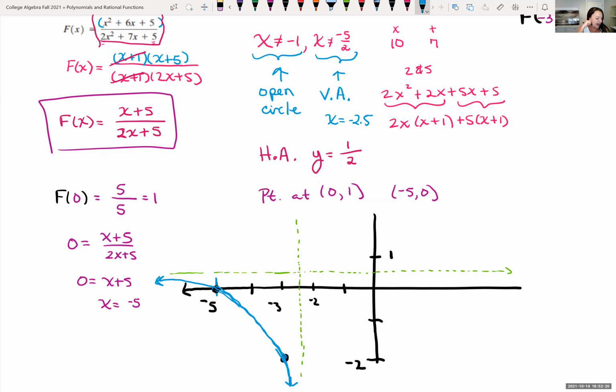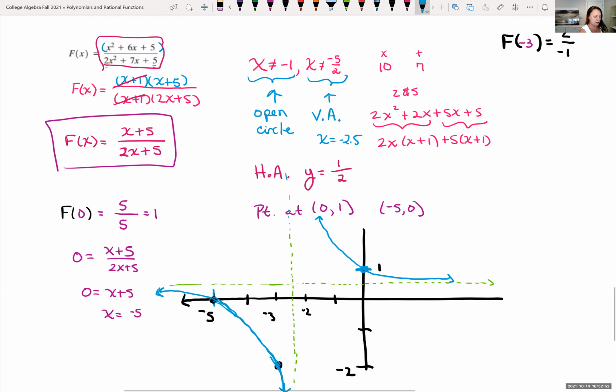Just knowing that I had a y-intercept at this point here at 0, 1, I know what my graph is going to look like. It's not crossing the x-axis again. I know I have to hug an asymptote. So this would have to be going upwards. And it's going to start hugging this line, x equals negative 2.5. And then as we go off to infinity, this is going to hug this line, y equals 1/2.